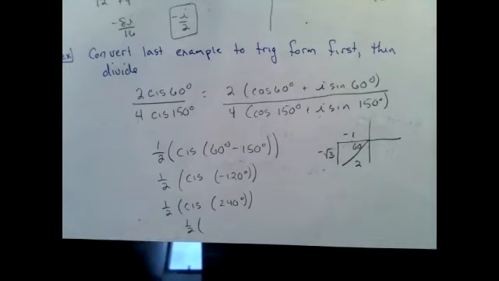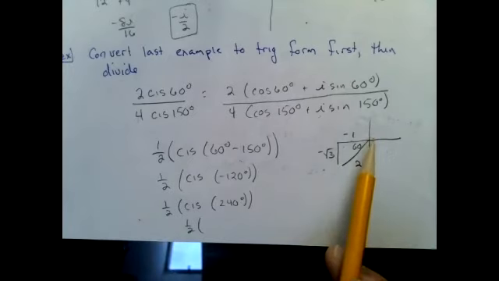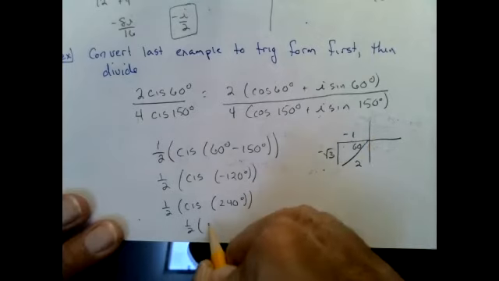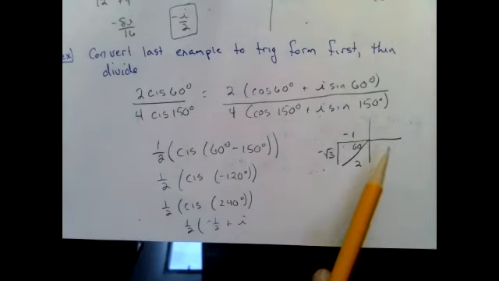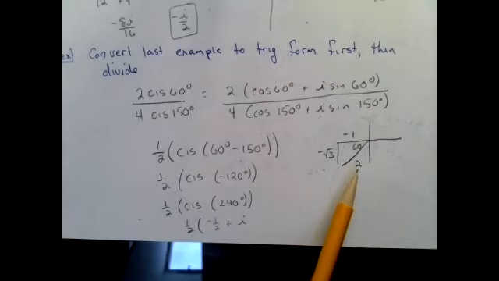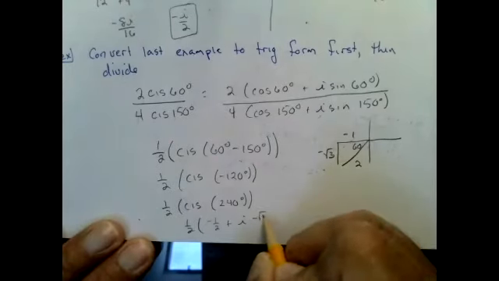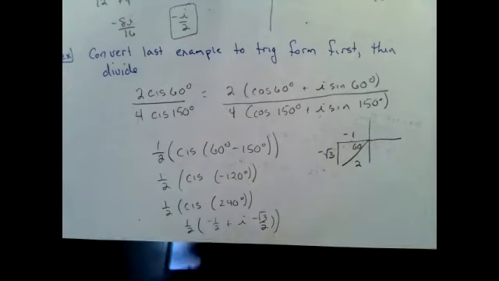Cosine of that is adjacent over hypotenuse. The sine of that is negative square root of 3 over 2. You got the idea?